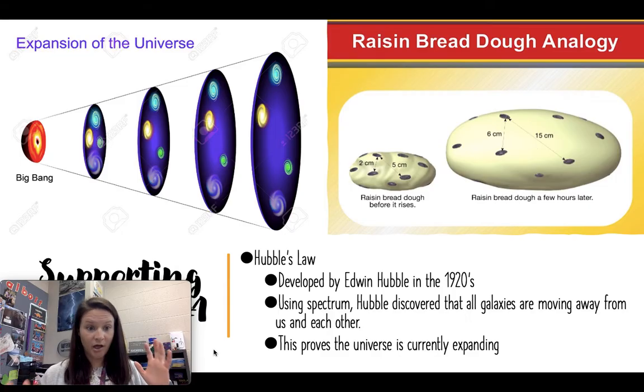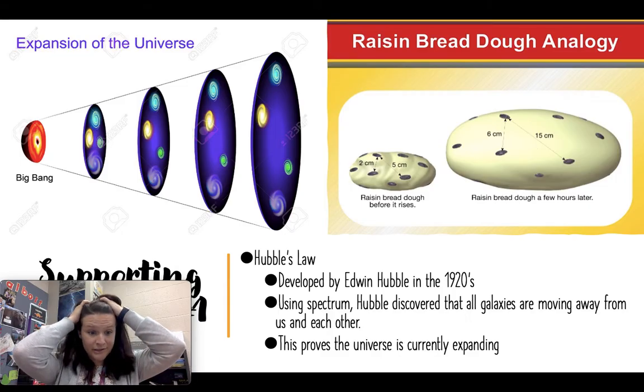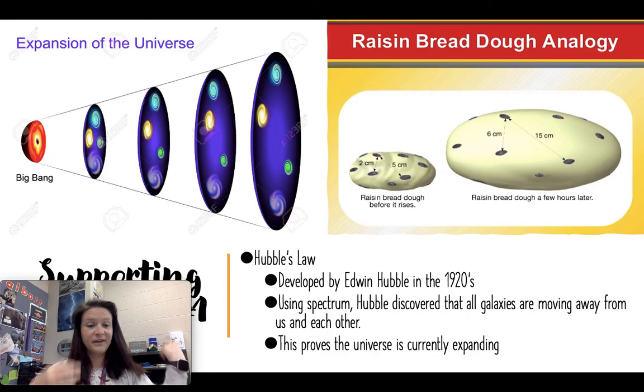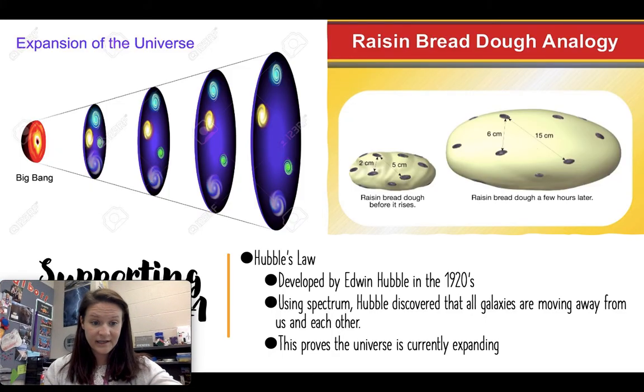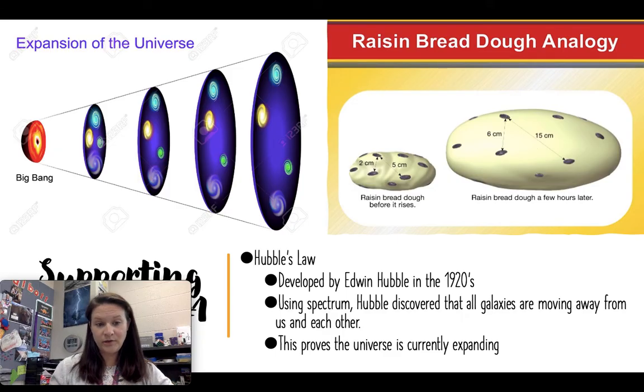So, Hubble's law. Hubble did a lot of stuff, in case you can't tell. He was involved in a lot of, obviously, galaxy stuff that you learned about yesterday. But with his research with galaxies, he discovered something. He discovered Hubble's law. We named it in the 1920s. That's when he did a lot of his work classifying galaxies.